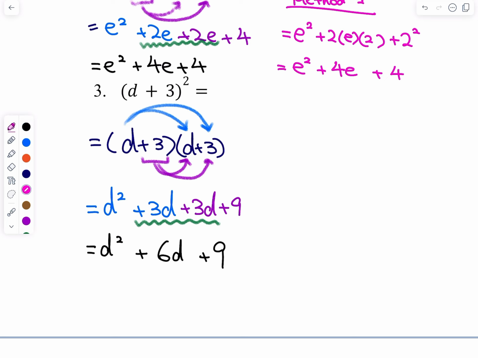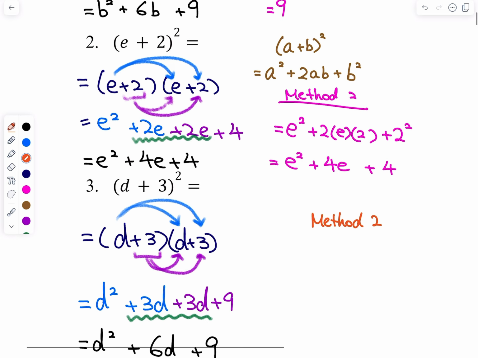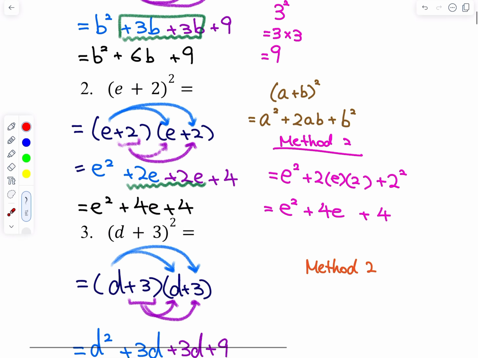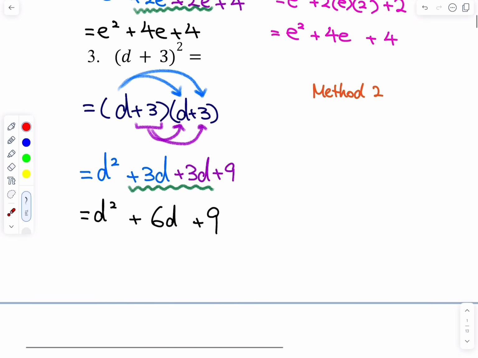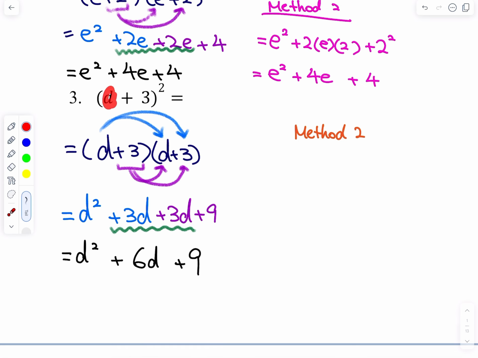Alright, now how about if I do method 2? Because I want you guys to also learn that method, just in case, if you want to learn chapter 4, you need to know method 2. Method 2 is a squared plus 2ab plus b squared. So what is our a? A means the first part, d. What is our b? B means the second part, so 3.